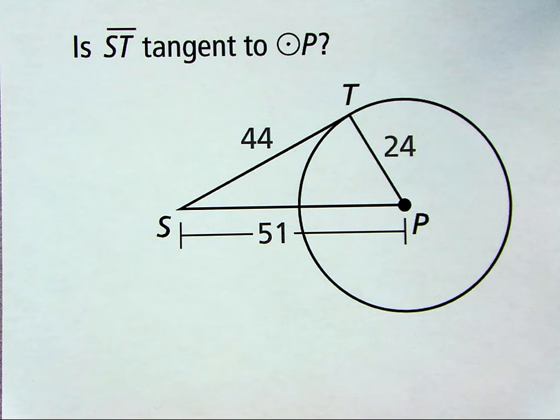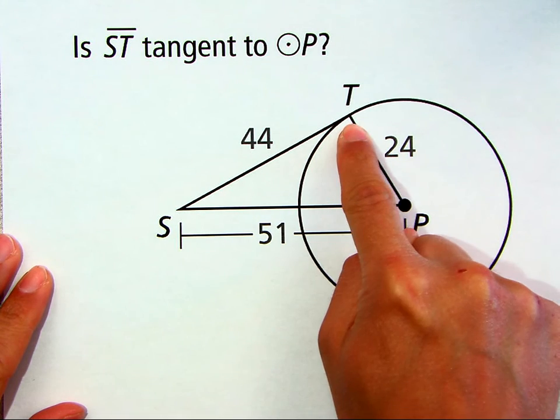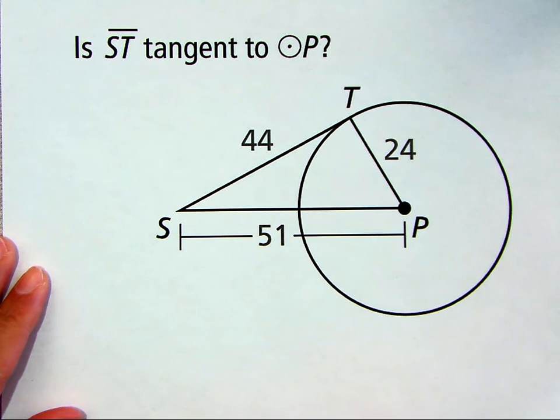All right, welcome back. So we have a new problem which asks whether segment ST is tangent to circle P. Right, so the circle is right there.